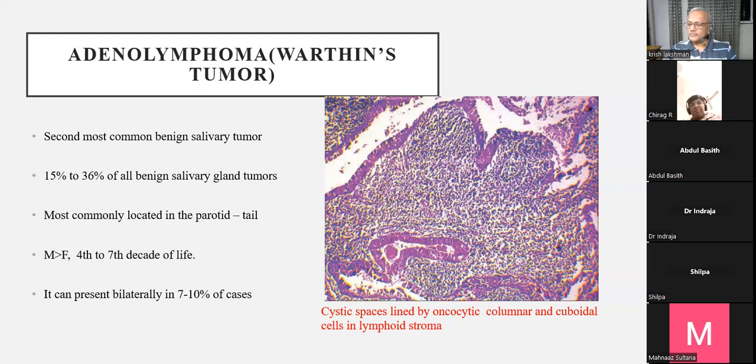And it can also present as bilateral in about 7 to 10% of the cases. And in the histopathology, it has cystic spaces lined by the oncocytic columnar and cuboidal cells in the lymphoid stroma.